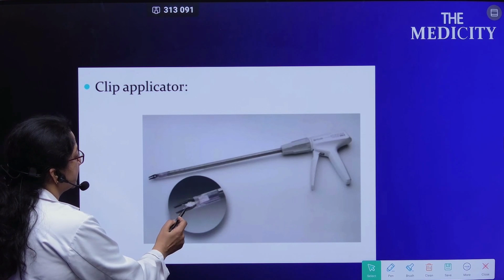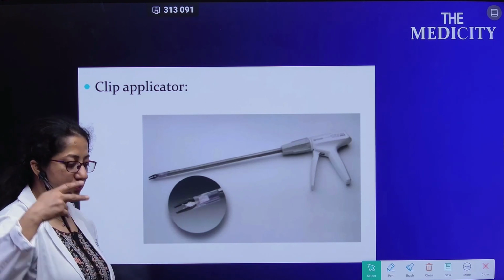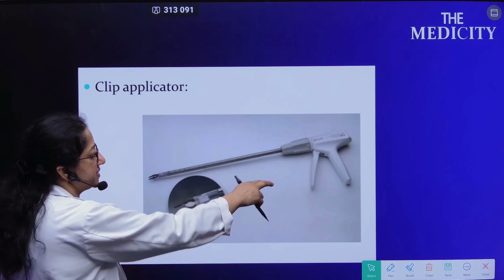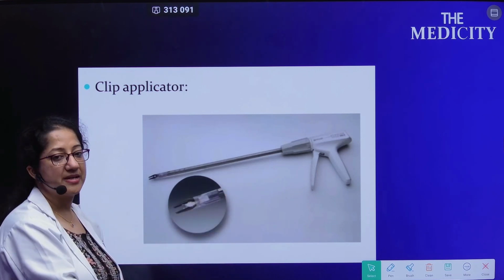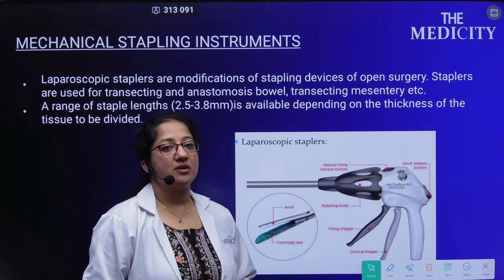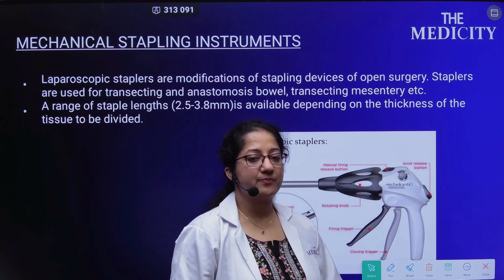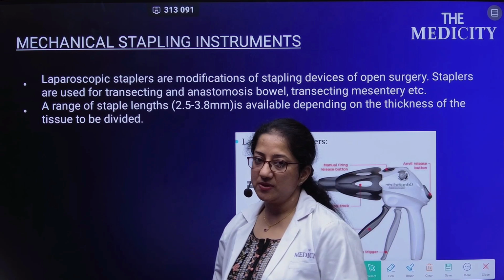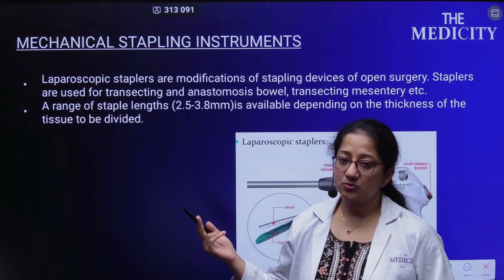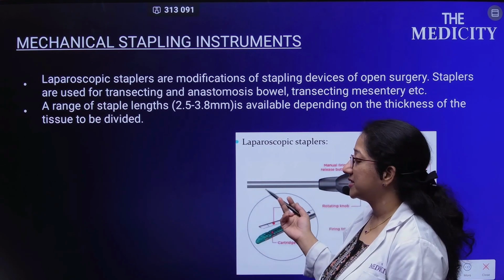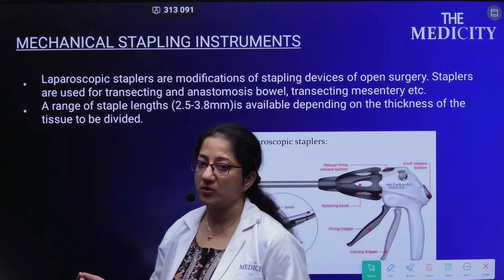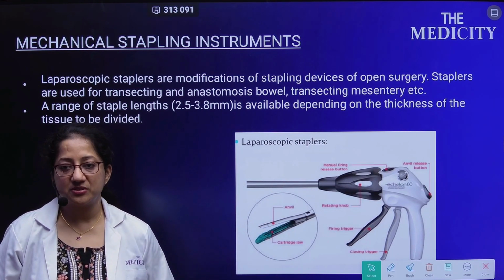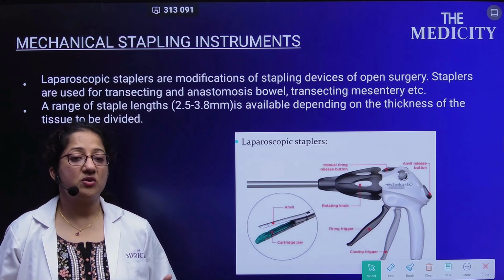Here we put the clip inside, hold the structure where the clip is to be applied, and press the jaws, and then that clip gets pressed on that particular tissue. Now coming to mechanical stapling instruments, laparoscopic staplers are a modification of the stapler device in open surgery, and these staplers mostly are used by bowel surgeons for dissection and reanastomosis of the bowel. A range of staple length, that is 2.5 to 3.8 millimeters, is available depending on the thickness of the tissue to be applied.